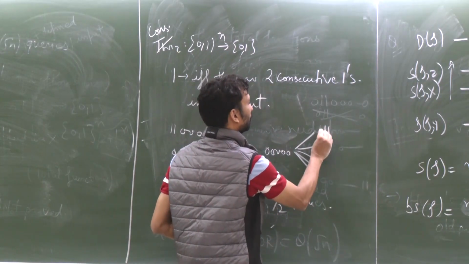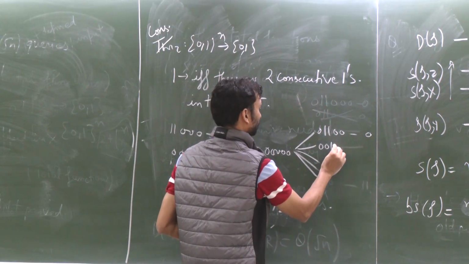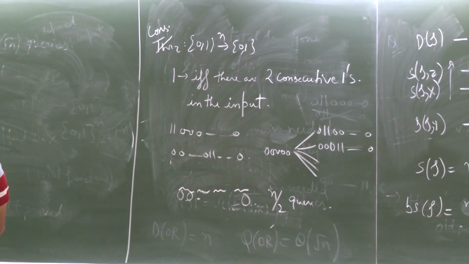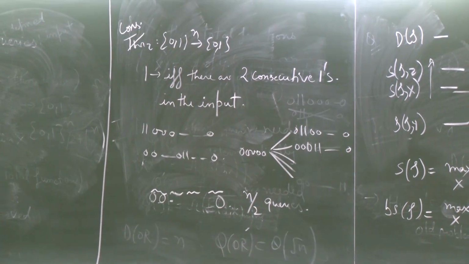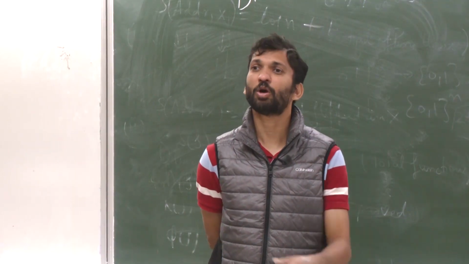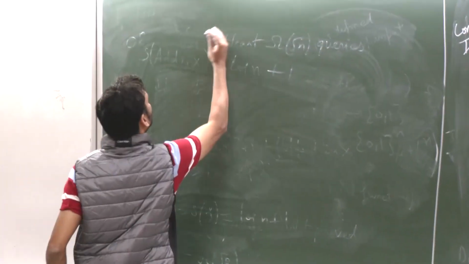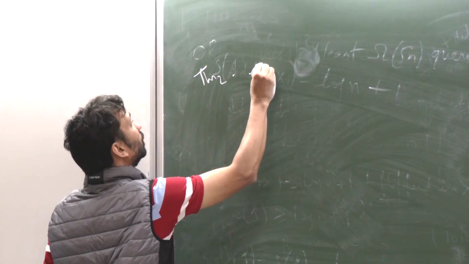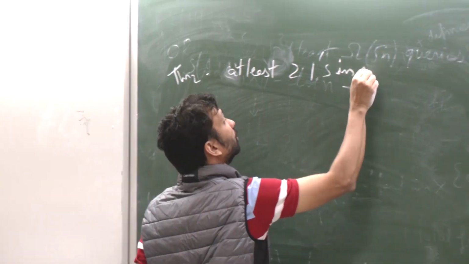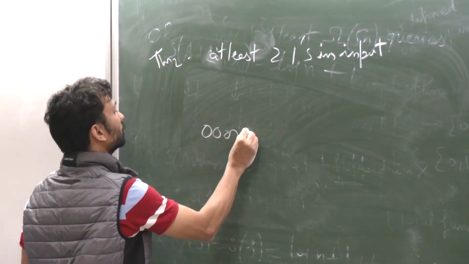I can take this. Yes. So if I want threshold 2, okay, so let me answer. What is threshold 2? At least 2 ones in the input. Okay. Now look at all zeros.